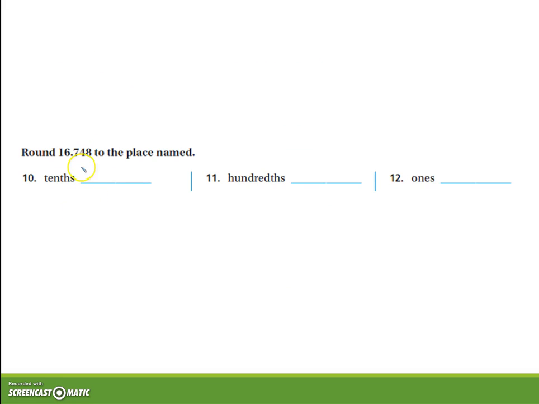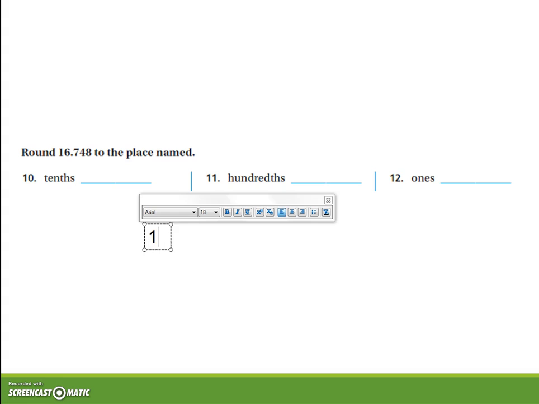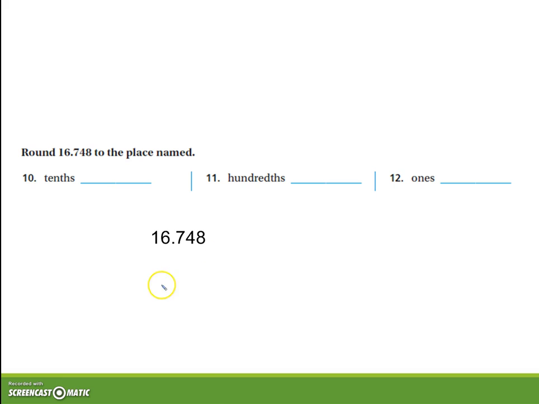So another problem they might see is a problem where they say what place value it is, but they don't underline it. So here it says round 16.748 to the place named. So I'm going to write 16.748. And here it says we're going to round this number to the tenths. Well, this 7 here is the tenths place. So I'm going to circle the number next to it, put pretty eyelashes on it.